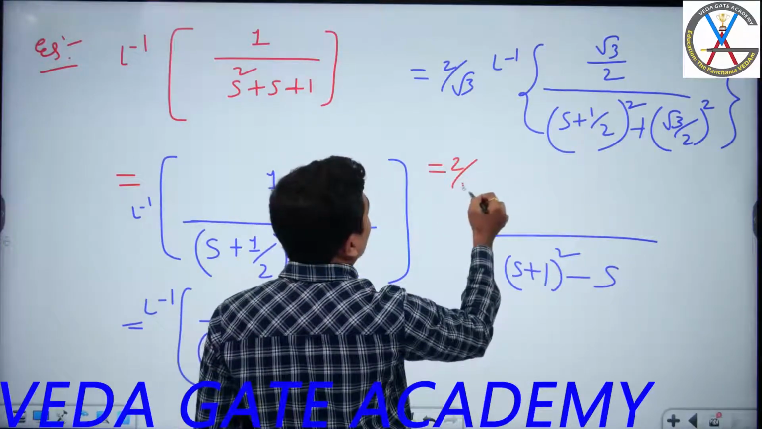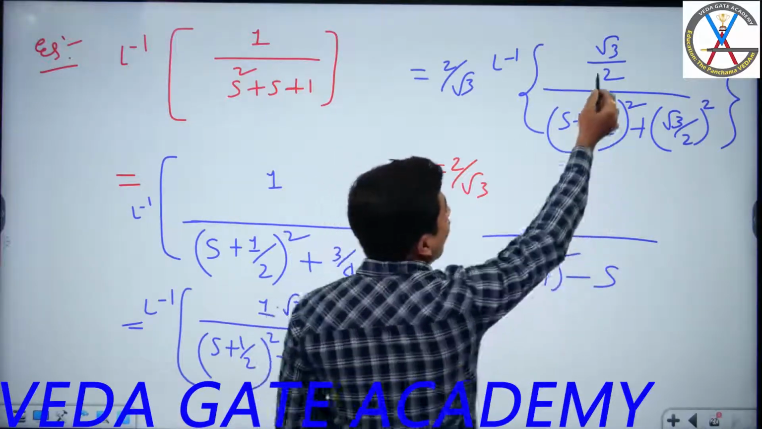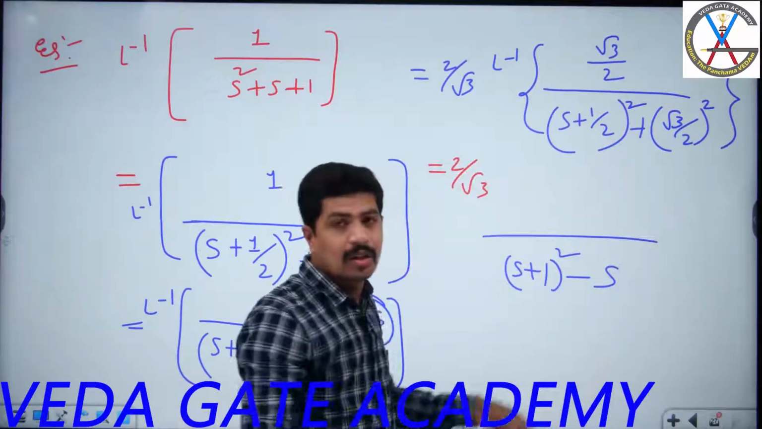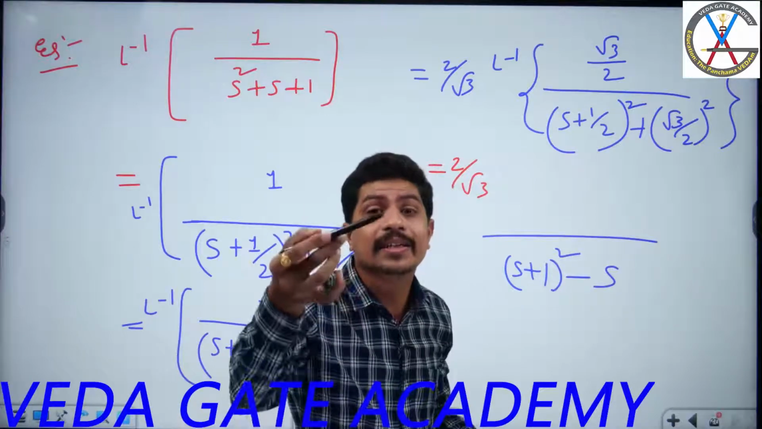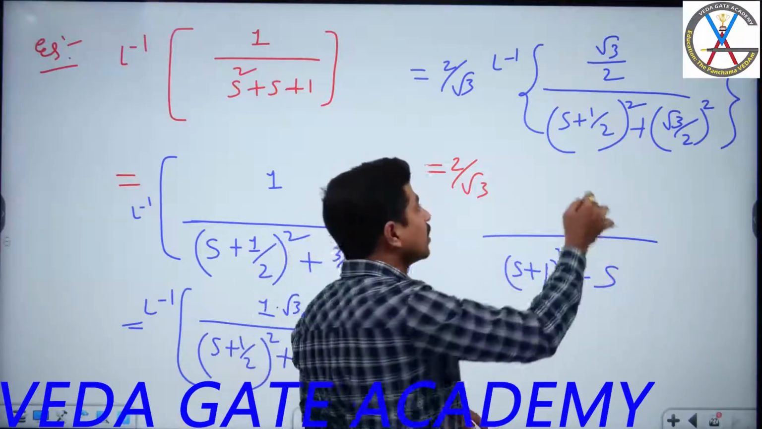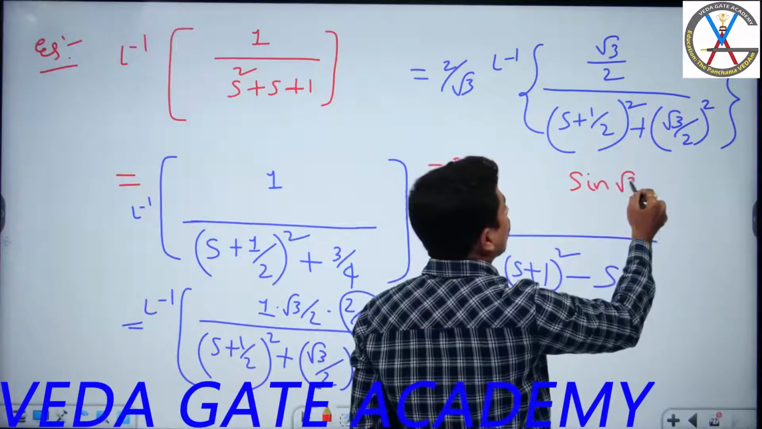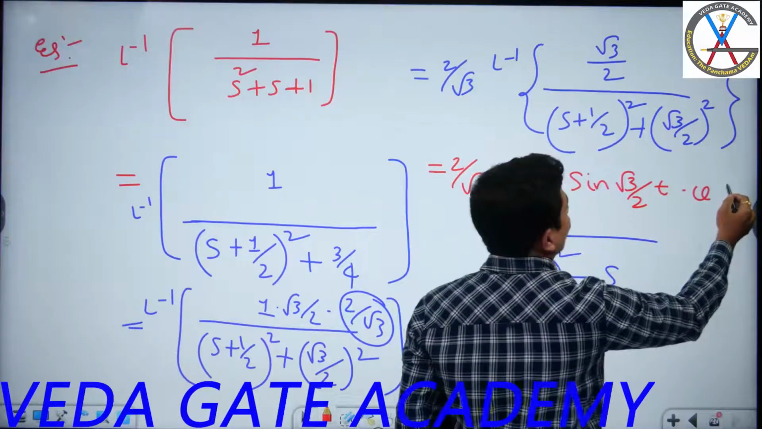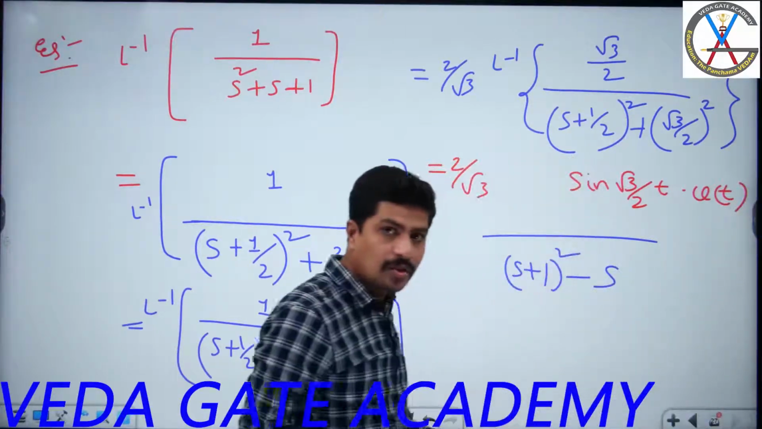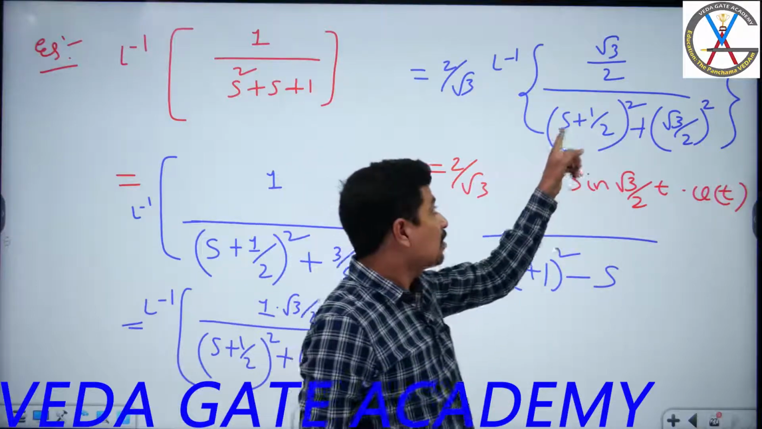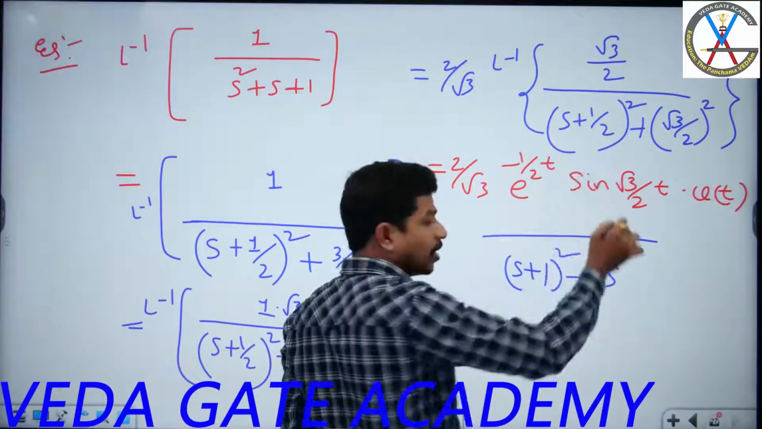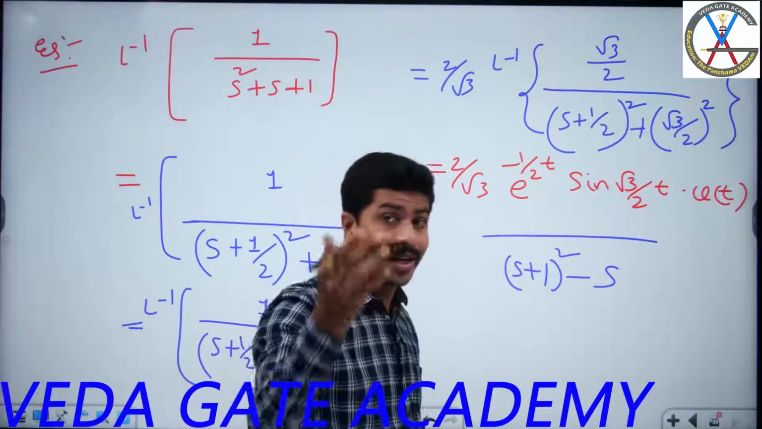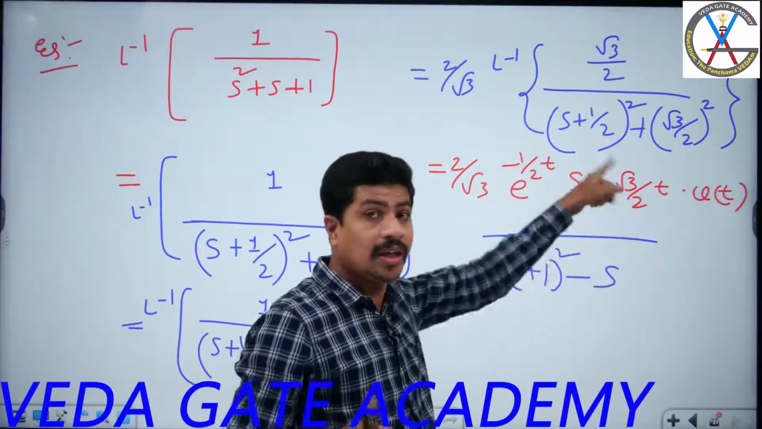Now 2 by root 3 into omega by s square plus omega square. What is it? Inverse Laplace is sine root 3 by 2 t into u of t. S is having some shifting. Instead of that, we are going to write e power minus 1 by 2 t. Frequency shifting in the time domain, we are going to get a negative. Here positive, there negative. Here negative, there positive.